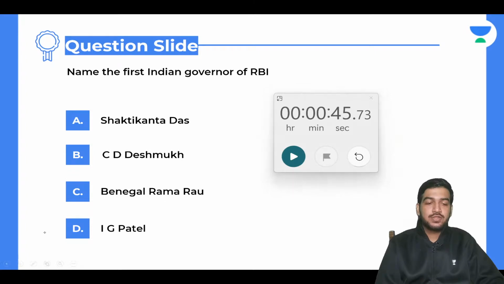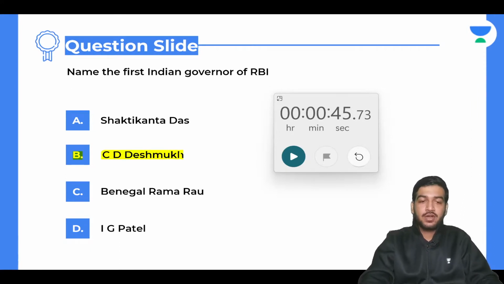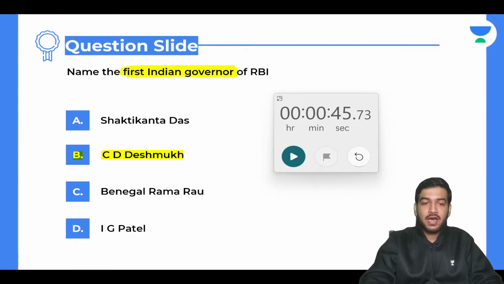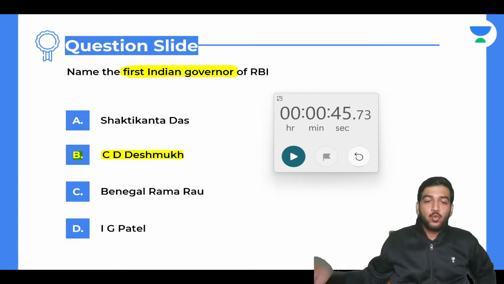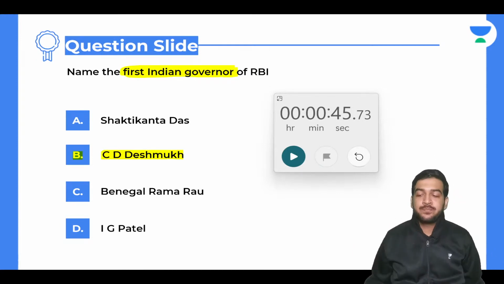The answer to this question and the last one for the day is B. C.D. Deshmukh. From 1945 to 1949, C.D. Deshmukh was the first Indian RBI governor. The first Indian to be the RBI governor, it was C.D. Deshmukh. Okay, with this we conclude the quiz.